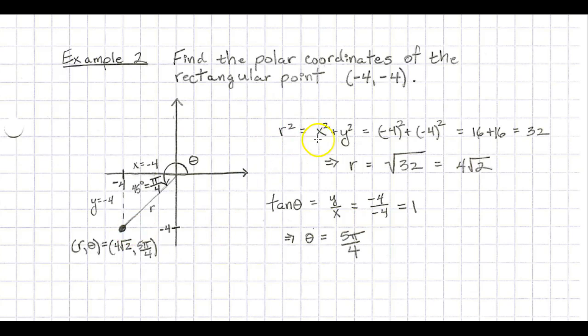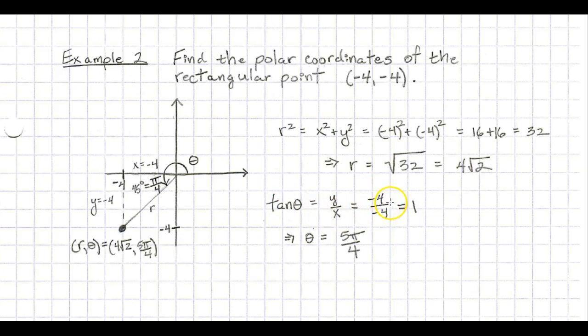Well, r squared is x squared plus y squared. So that's 16 plus 16 or 32. Take the square root of that to get r. Square root of 32, that's the square root of 16 times 2, so 4 square root of 2. So if I measure it from the origin straight out to the point, that's positive 4 square root of 2. That's r.